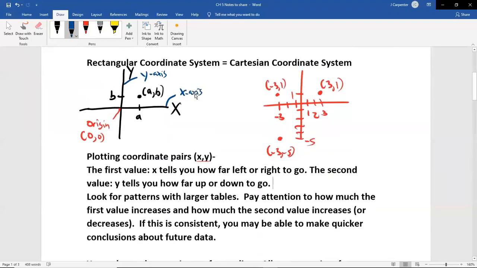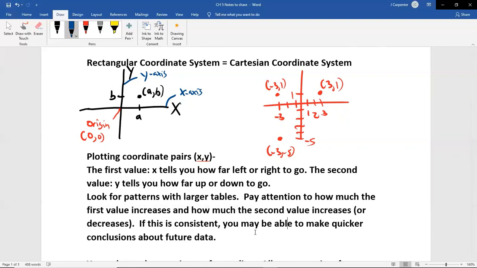So if we're looking at a table of values, to find that pattern, we can look at the table of values. Pay attention to how much the first value is increasing, and then how much the second value increases or decreases. If this remains consistent, you may be able to make quicker conclusions about future data. As I was just saying, you could prevent yourself from having to plug in an X value, do the math, and find the Y value. You might be able to say, oh, well, the next one go up 50, the next one go up 50, and so on.